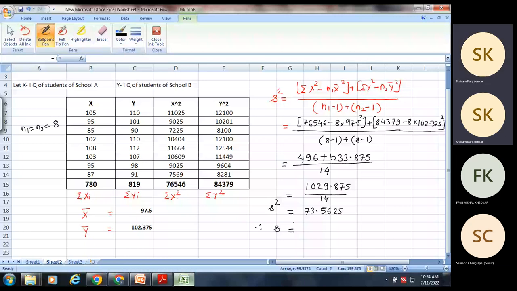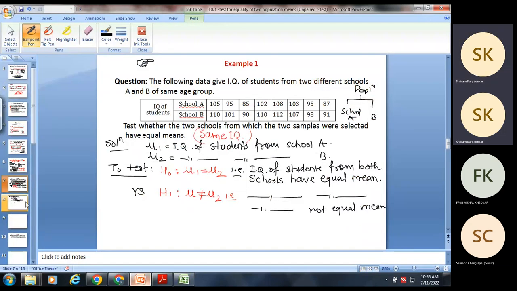So what are the takeaways from this? You have to note it down. What we needed: x bar is 97.5, y bar is 102.375, and the sample mean square is 73.5625, or the sample root mean square is 8.5768. Keep this in mind. We'll come back to our main case.